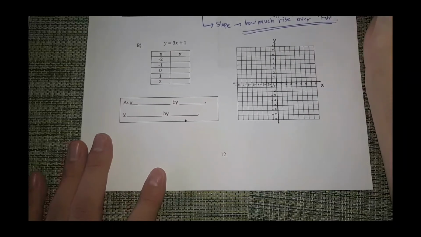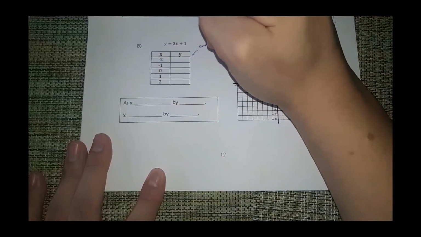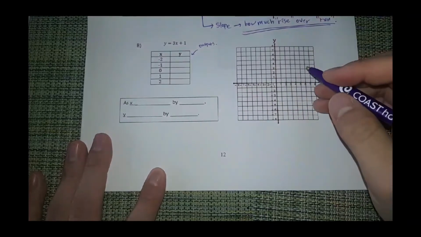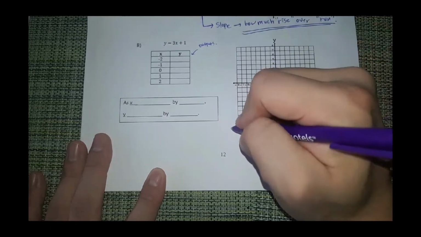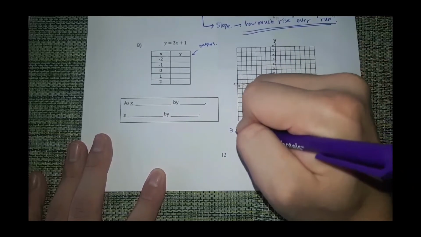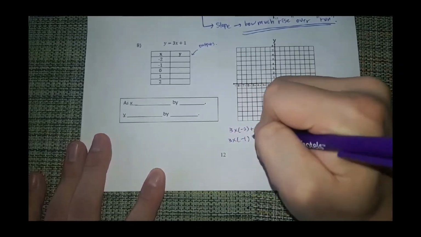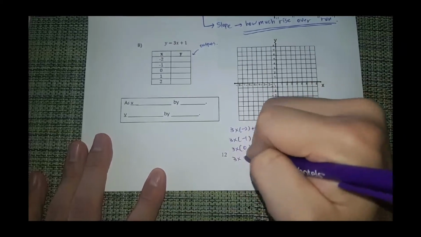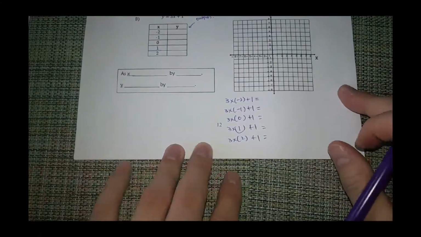Let's look at the next example. This time we're doing everything. So first thing first, we have to find our outputs. The way that we do it is basically punching those numbers in. Substitution. So the first example, 3 times negative 2 plus 1. Second example, 3 times negative 1 plus 1. 3 times 0 plus 1. 3 times 1 plus 1. 3 times 2 plus 1. We have all of those numbers given.